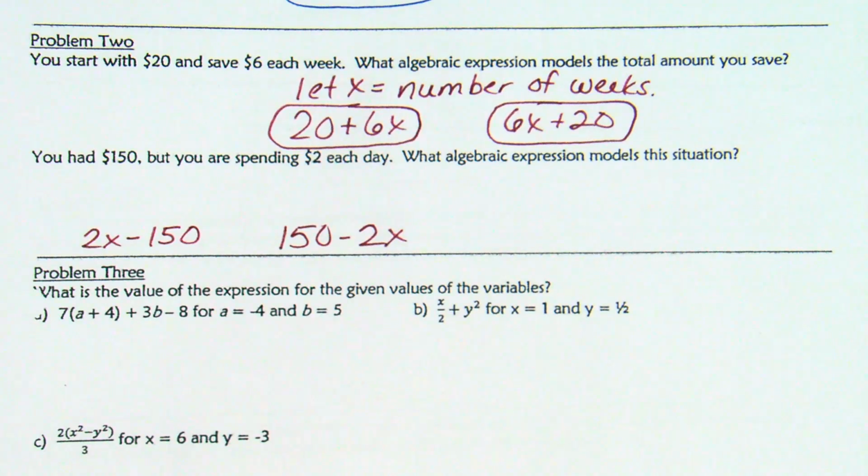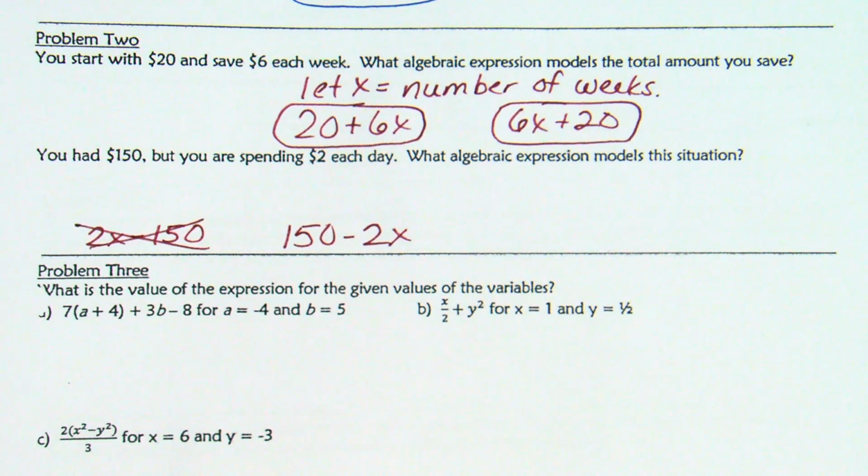What about 2x minus 150? No, because that is negative 150, and then adding $2 a day is essentially what that is. So again, example where subtraction cannot be reversed.